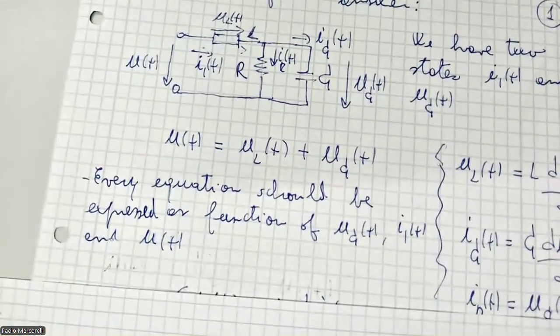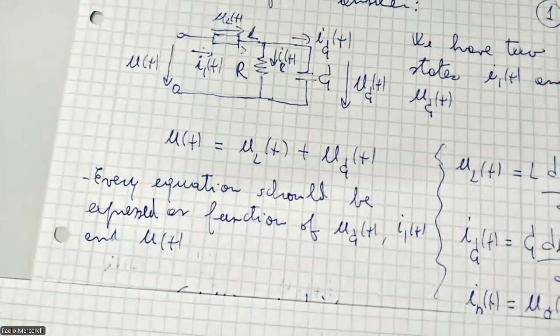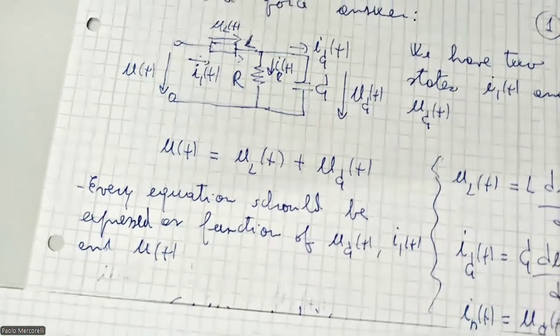Now, if you remember the meaning of what we want to obtain in the context of system theory, it is two equations, because we have two state functions, two equations in which just the state variables and the input are present. You remember this? Or at least in the physical representation of this.